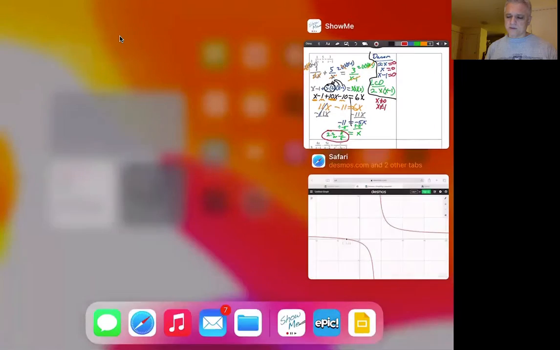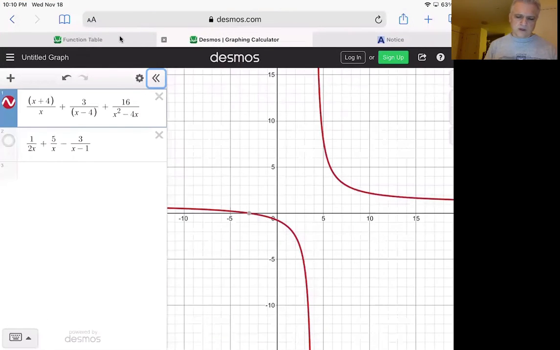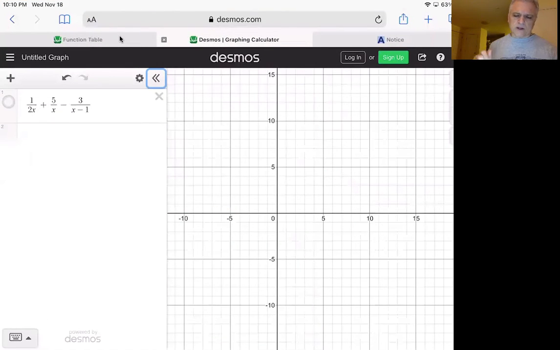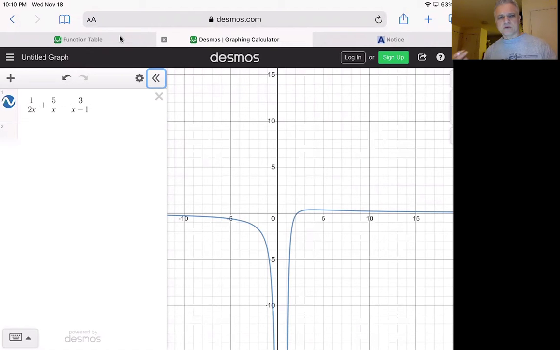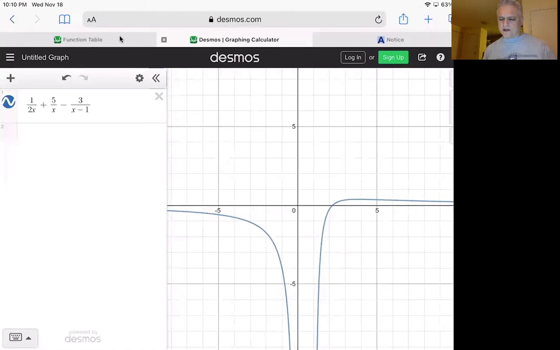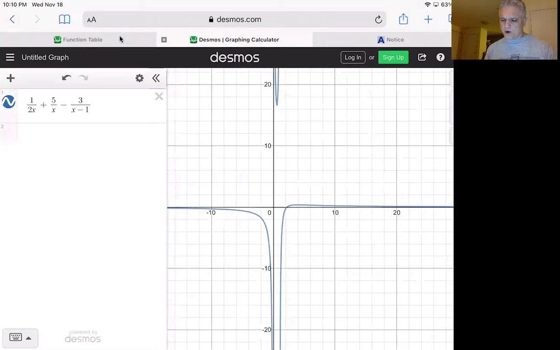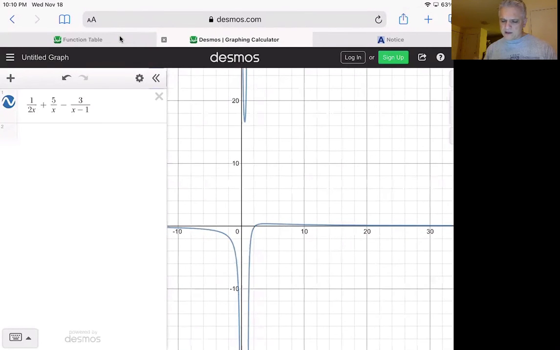So let's go back to Desmos, turn off number 1 graph. Let's look at number 2 graph. Now again, I took the equals 3 over x minus 1 and just did minus 3 over x minus 1. I'm going to look for zeros. Check this out. There's only one. That's right there. And it's 2.2. Isn't that awesome?